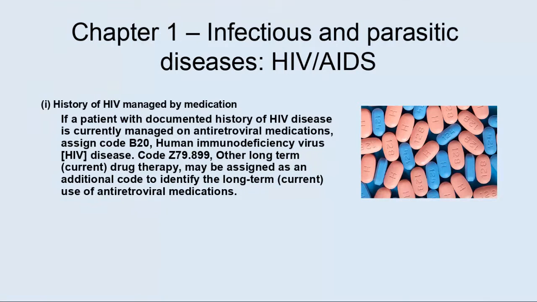Is currently managed on antiretroviral medications, assign code B20, human immunodeficiency virus, and then code Z79.899, other long-term current drug therapy, in addition. So not specific, and I would imagine within the next couple of years we'll probably get a more specific code for antiretroviral medications. But at this point, we're using other long-term drug therapy, Z79.899 for this instance.